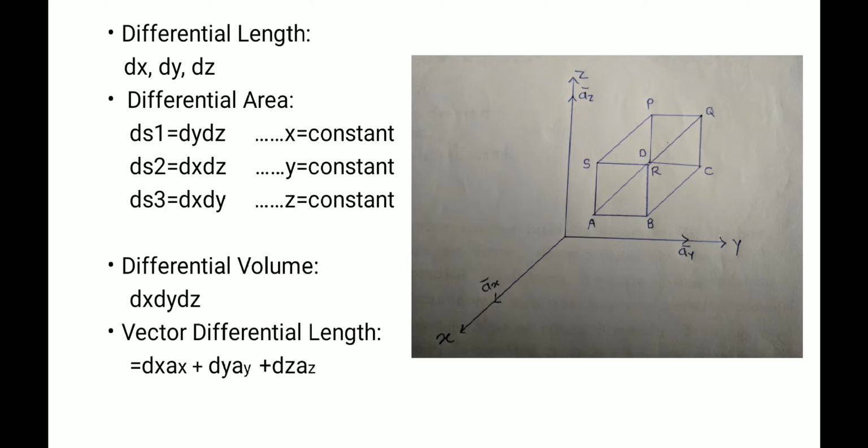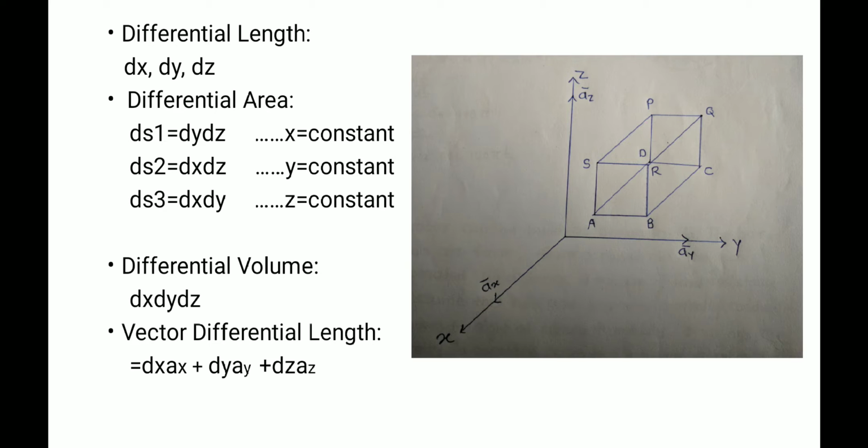Now let's see the differential length. First of all, we see the figure. In this figure we can see a box placed in the Cartesian coordinates. Now we have to find the differential length dx. If we move from point P to S, we cover a small distance along the x-axis, so it is given by dx. Similarly, we can find dy and dz. When we cover a small distance from S to R, we cover a small distance along the y-axis, so it is given by dy. And if we travel from A to S, we cover a small distance which is given by the differential length dz.